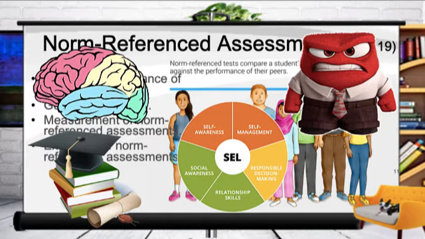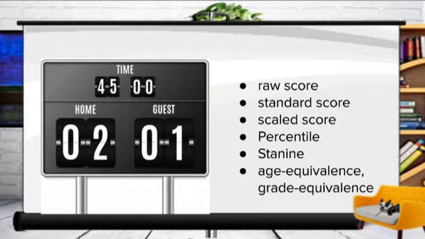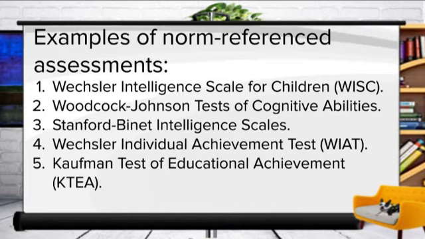Scores on the assessments can be reported in a lot of different ways. Scores on these can be reported in raw scores, standard scores, scaled scores, percentiles, stanines, age equivalents, and grade equivalents. Some examples of a norm-referenced assessment would be things like the WISC, the Wechsler Intelligence Scale for Children, or the Woodcock-Johnson Test of Cognitive Abilities, Stanford-Binet Intelligence Scales, the WIAT, which is an achievement test, or the Kaufman, which is also an achievement test, often abbreviated as the KTEA.